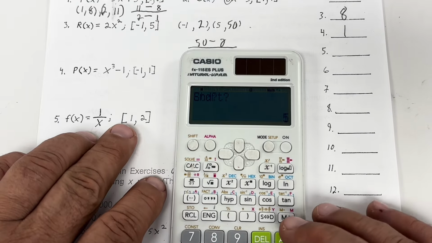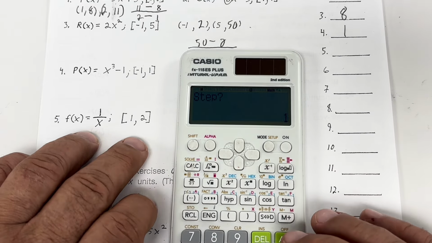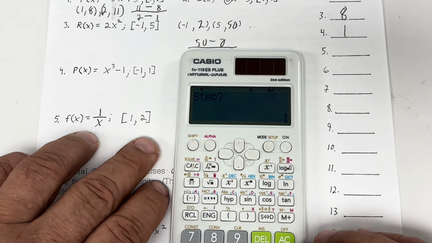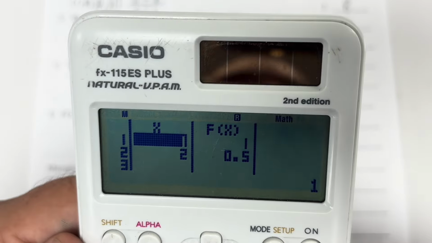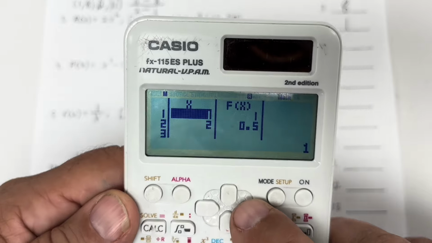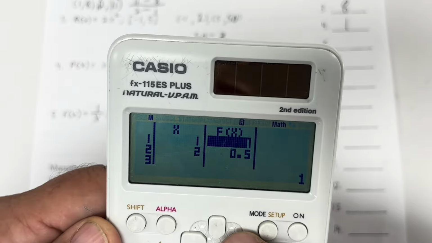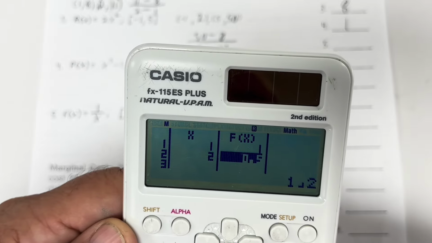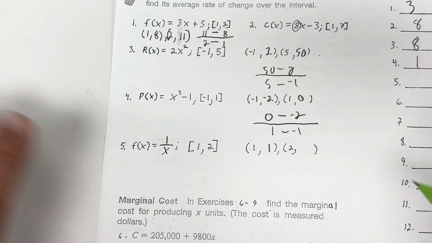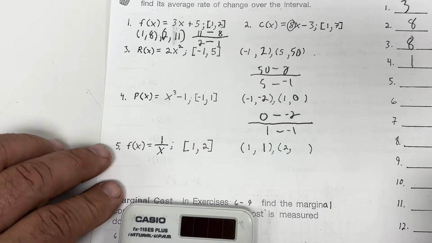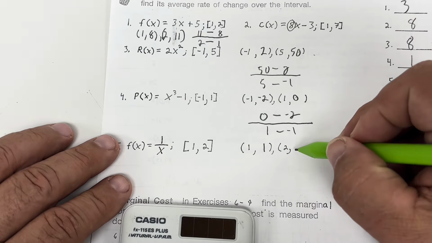I'm going to start at 1. I'm going to end at 2. And this one I'm going to step at 2 minus 1, which is 1. So I'm going to step by 1. Again, it gives me the cute little ordered pairs. So it looks like it's 1, 1, and 2, comma 0.5.